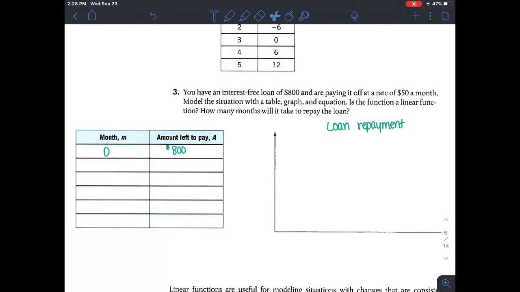So month 0, you have $800. You started initially with $800. That is month 0, your y-intercept. After the first month, you've paid off $50. Second month, $50. Third month, $50. Fourth month, $50 more dollars. And 5 months, $50 more dollars.